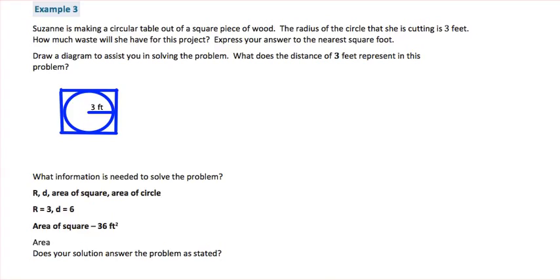And the area of the circle will be pi times radius squared. So radius squared is 9 times pi, which is 3.14, is approximately equal to 28.26 square feet.